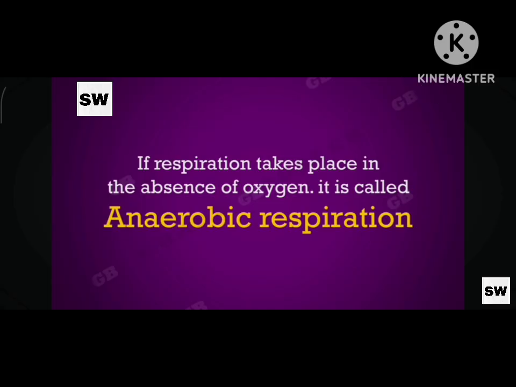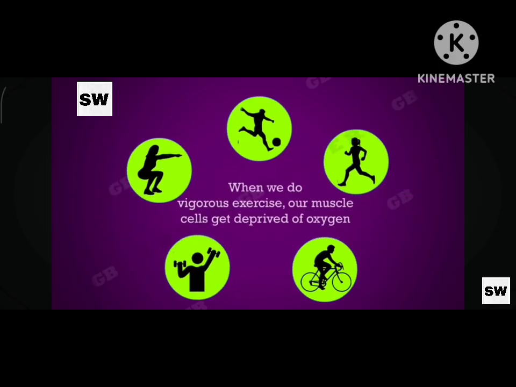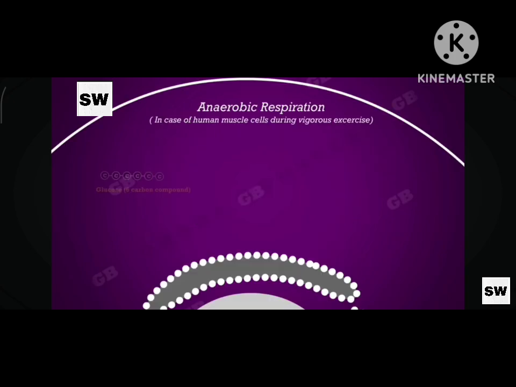Respiration can also take place in the absence of oxygen, which is called anaerobic respiration. When we do vigorous exercise, our muscle cells get deprived of oxygen. In such cases, glucose is converted to pyruvate, which in turn gives out lactic acid and energy.